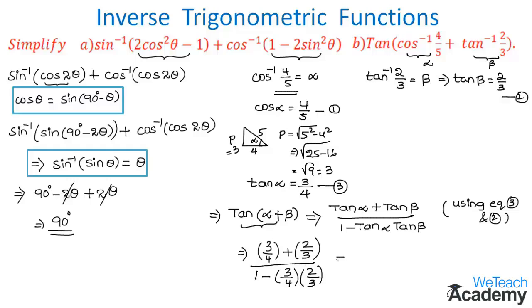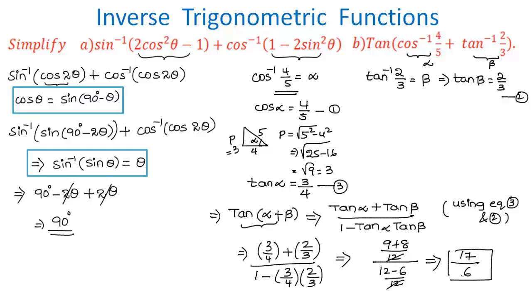And now let us try to simplify. So here we get the LCM 12 in the denominator, and in the numerator we get 3 into 3, which is 9, plus 4 into 2, which is 8, then whole divided by, and here we get 12 in the denominator, and in the numerator we get 12 minus 3 into 2, which is 6. And then both the denominators get cancelled, so that implies we get 9 plus 8, which is 17, divided by the denominator 12 minus 6, which is 6. So 17 by 6 is the value of the given expression, which is tan of cos inverse 4 by 5 plus tan inverse 2 by 3.